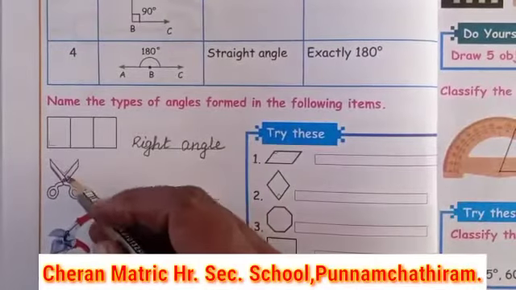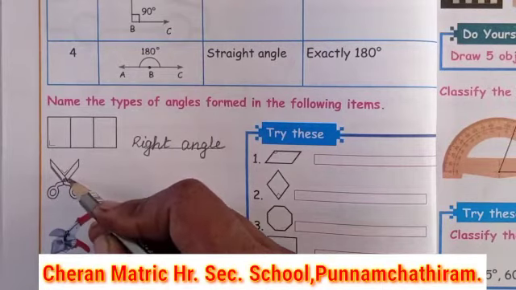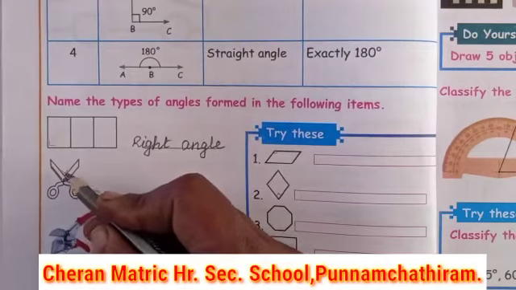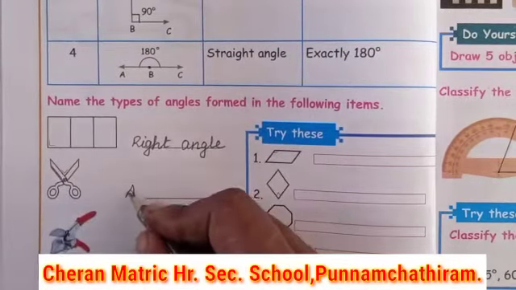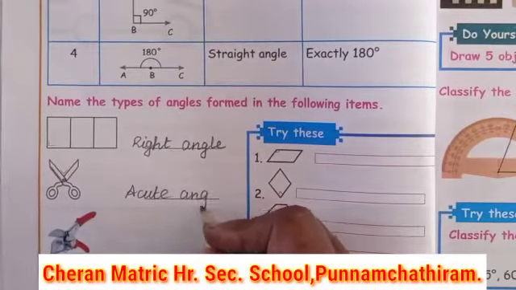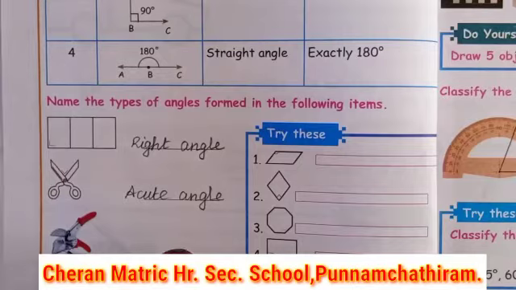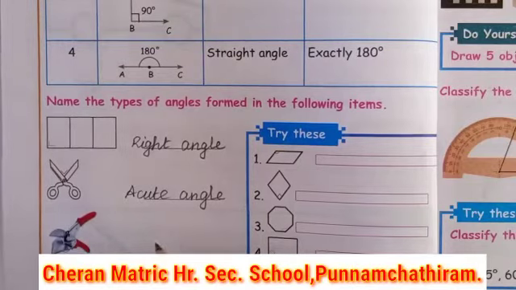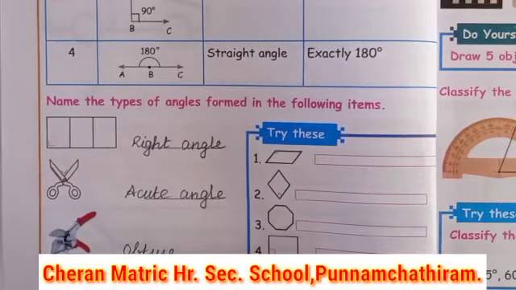In the scissors, they have pointed out here. What is this type of angle? Is it acute or obtuse angle? Yes, acute angle because it is less than 90 degrees. So, it is acute angle. What is this type of angle, ma? Yes, it is greater than 90 degree. So, it is obtuse angle. Obtuse angle.